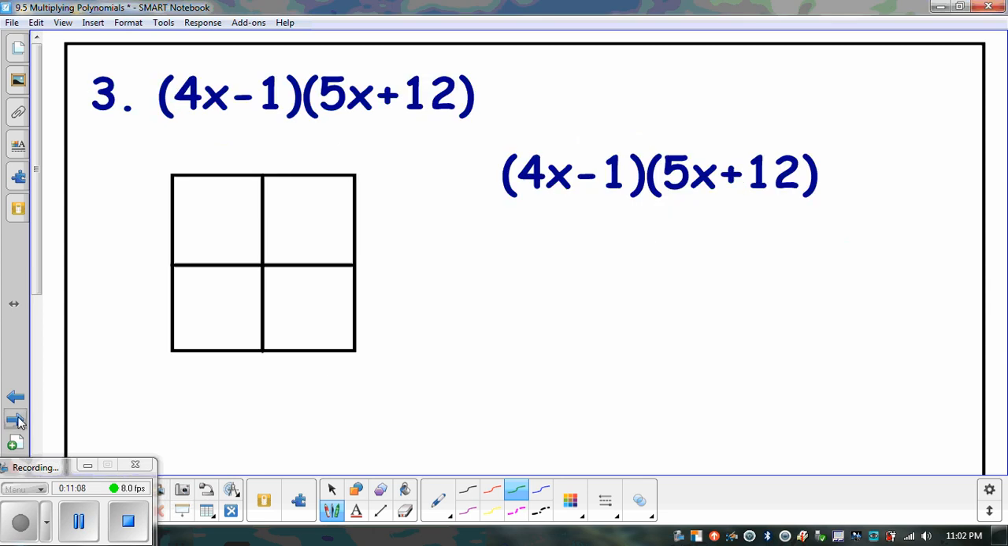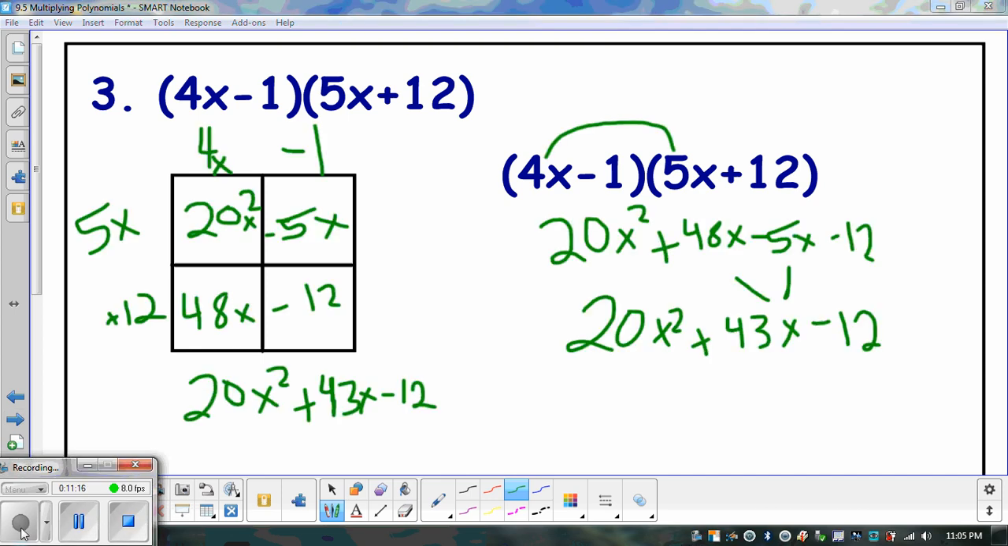Let's go ahead and try another one. Pick your method either way, and then unpause and see how you did. Take a moment, look it over. How did you do? Did you come up with 20x squared plus 43x minus 12? If you made any errors, take a moment and look and see where it was and make your corrections.